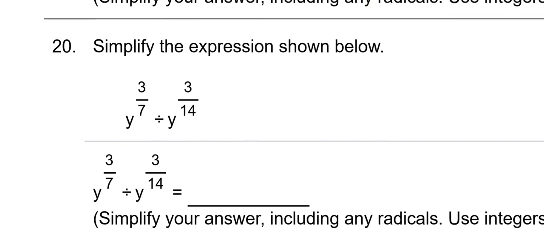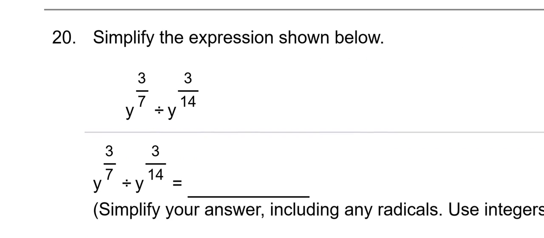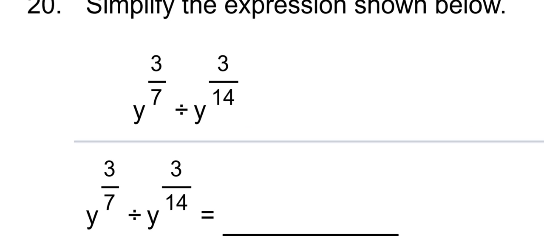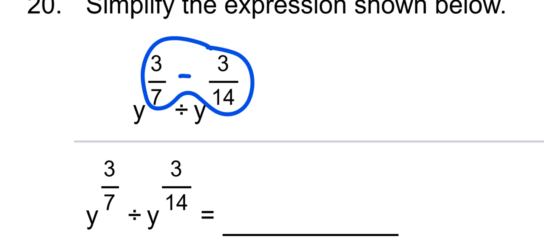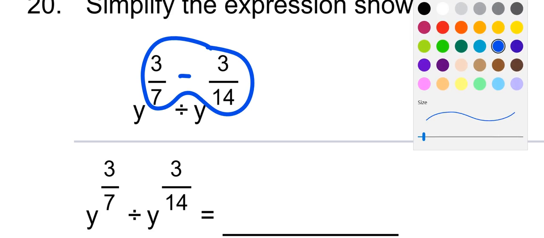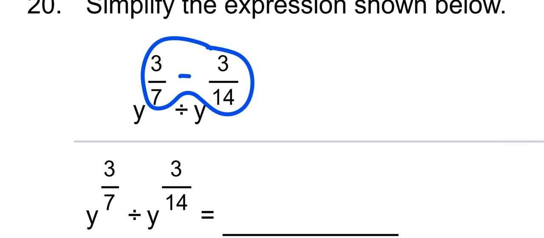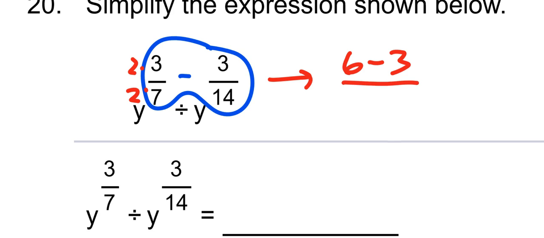Question 20. We're dividing like bases. What are we going to do with these exponents? Subtract them. Over here, yes, we do. To get common denominators, you're right. We have to get 14, and that is going to give me 6 minus 3 all over 14. Okay, finish the question. I want 2 answers.